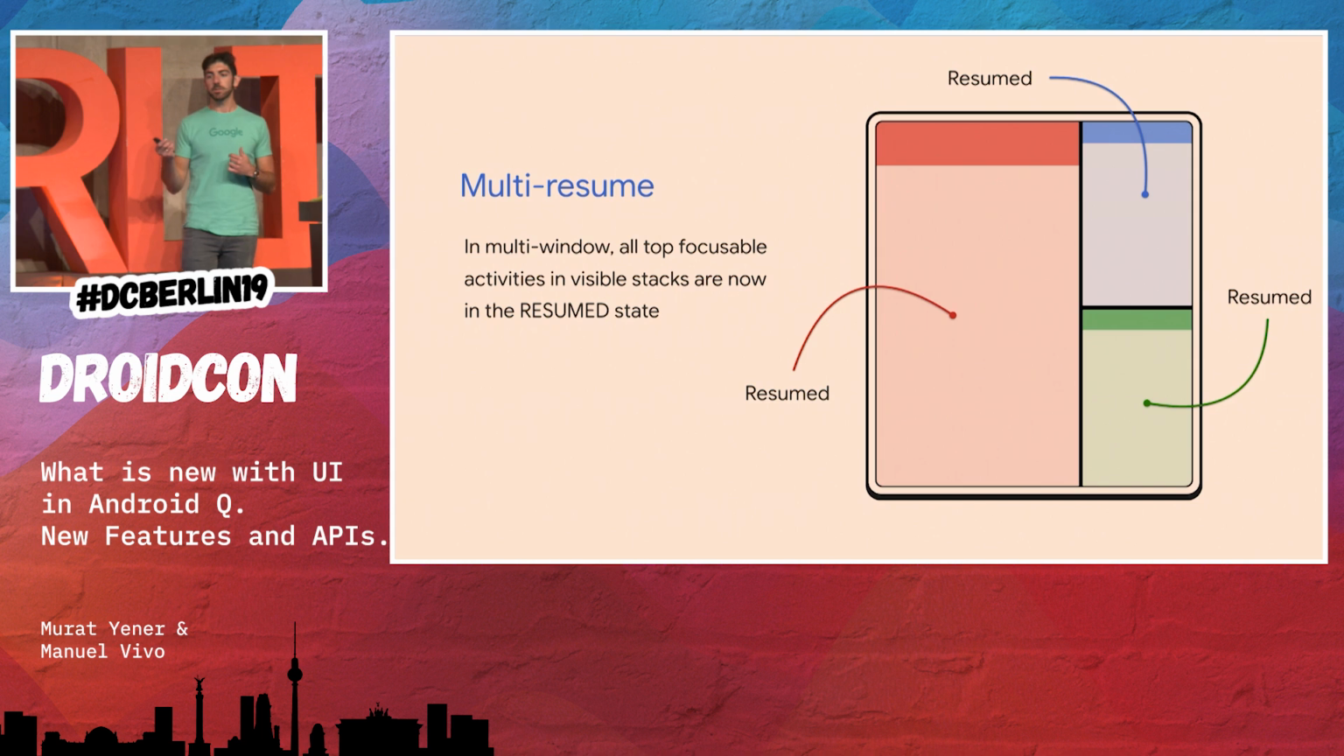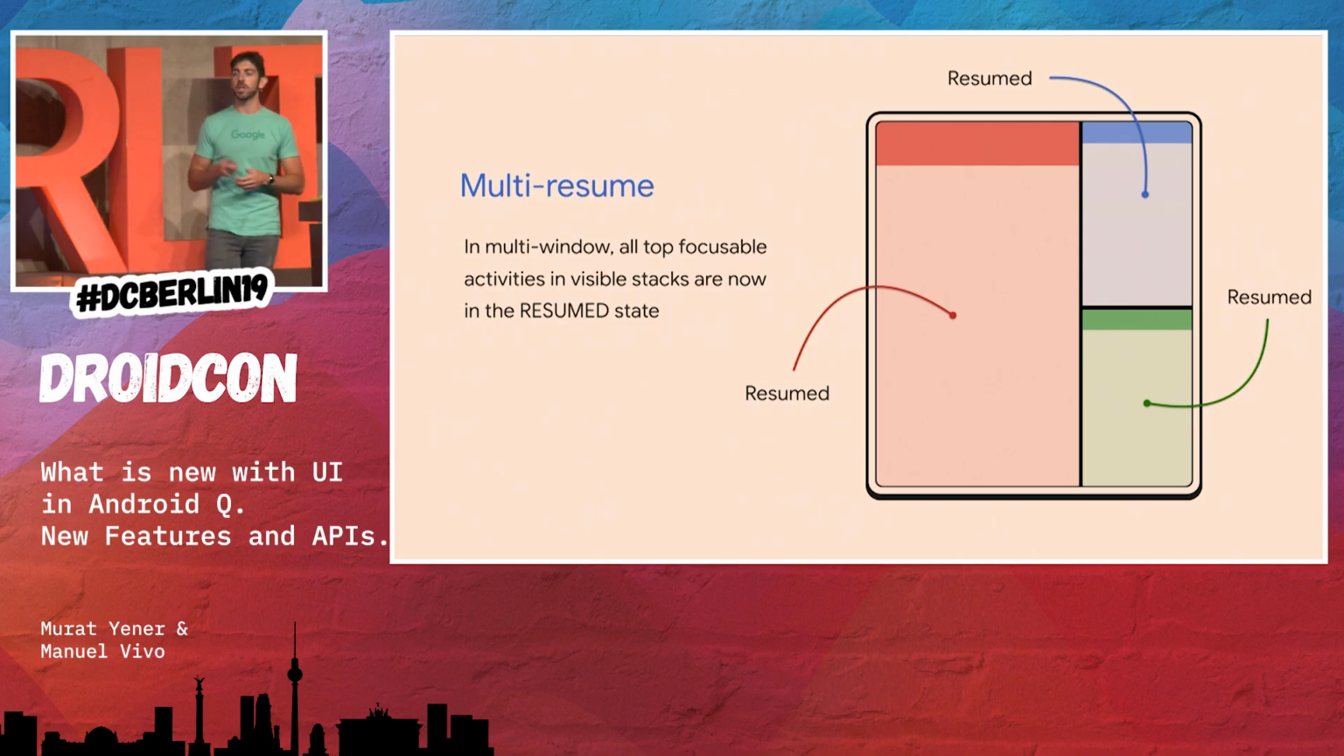That doesn't mean they can't go onto pause as well. For example, if there is a transparent activity on top, your activity will be paused. Or if the user is not interacting with your activity and, for example, is interacting with picture-in-picture, your activity won't be focusable, and then it will be paused too.